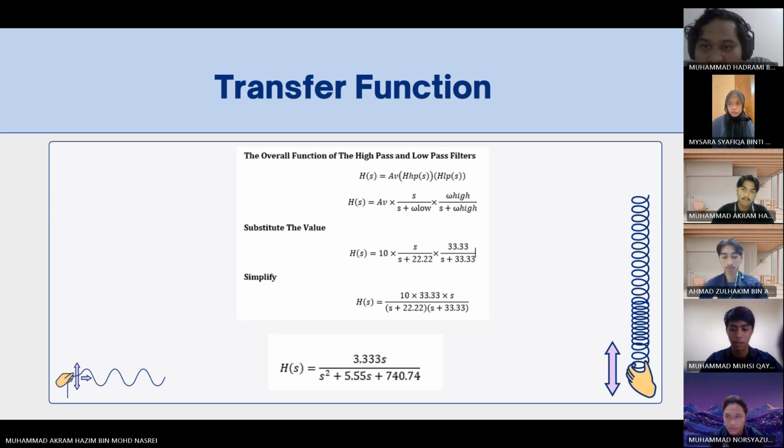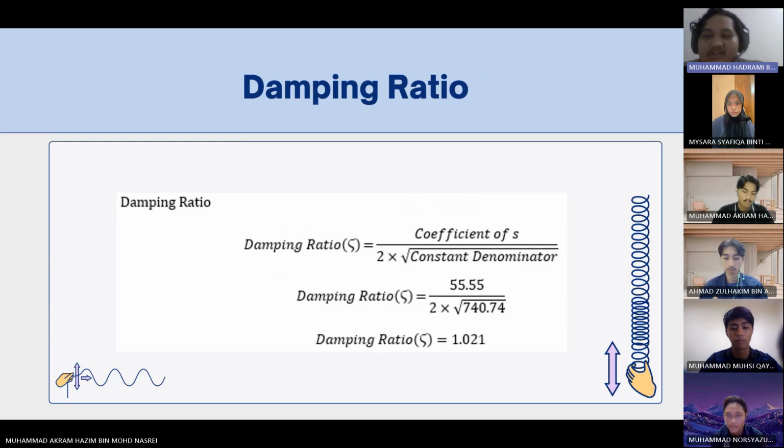Next. For the damping ratio, we use the damping ratio formula. We use the middle denominator coefficient, which is 55.55, and the highest, which is 740.74. By doing the math, we get 1.021, which is about one, which means our damping ratio is 1, which could be labeled as critically damped.